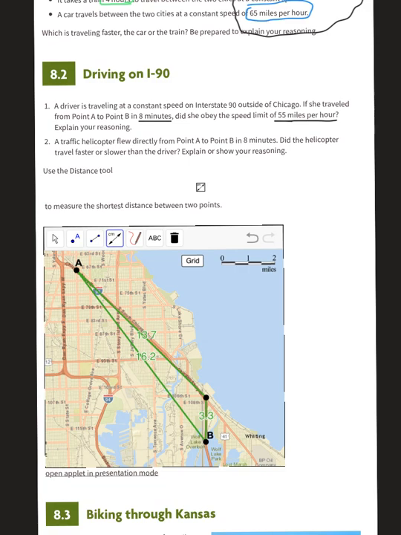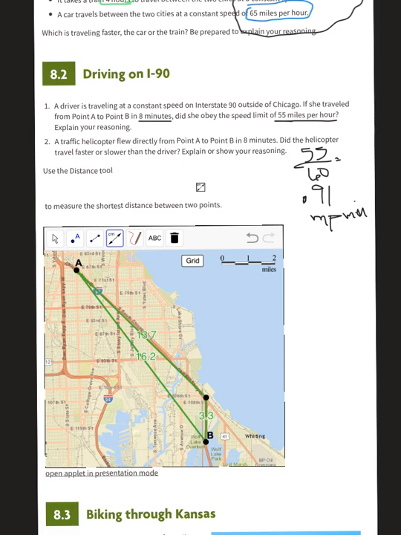So we know that 55 miles per hour, we know that there are 60 minutes in 1 hour. So if I wanted to take this 55 miles per hour and turn it into minutes, I would go 55 divided by 60 minutes in an hour. On my calculator, if I go 55 divided by 60, I get 0.91. So she is traveling at 0.91 miles per minute.